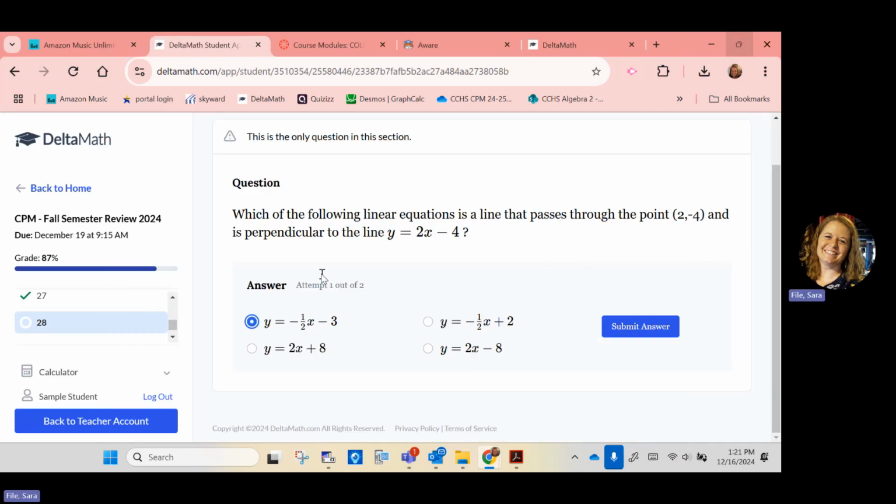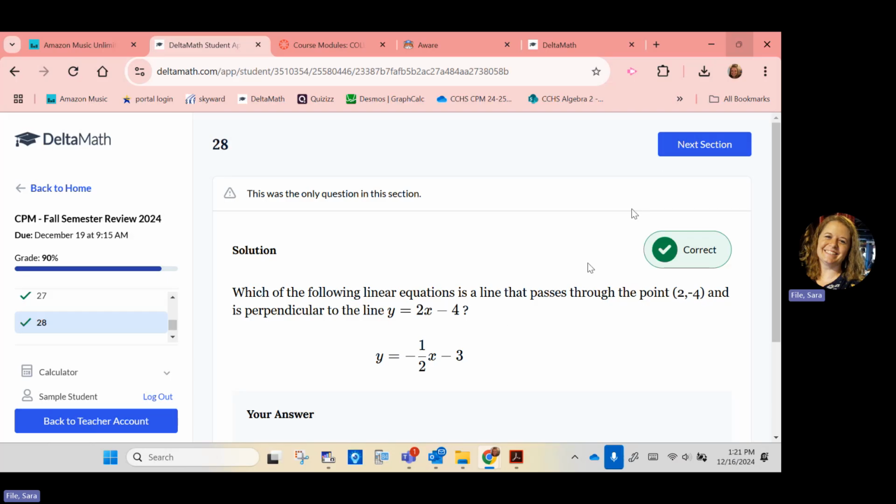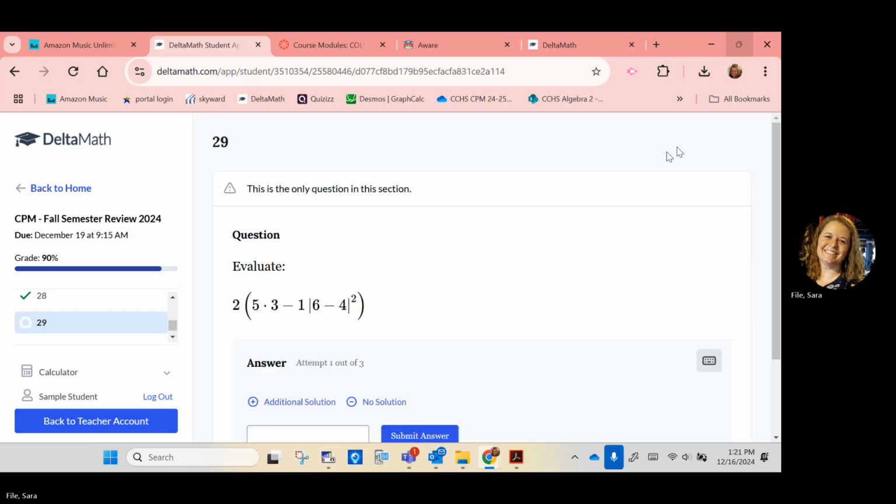So that's the one that's perpendicular and goes through this point. This one was perpendicular, but it didn't go through that point. It's got to meet all the requirements that are listed. All right, on 29, we're evaluating.